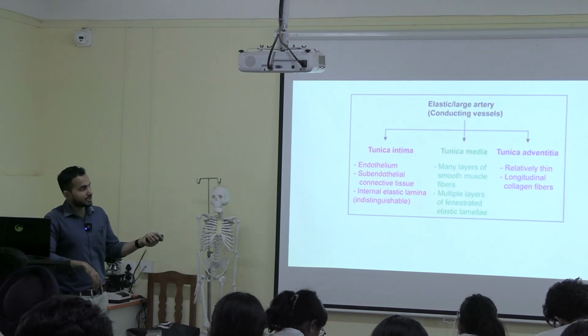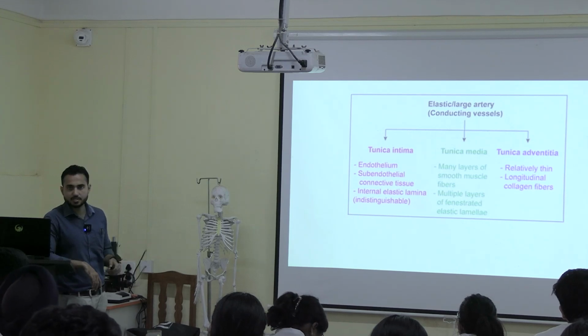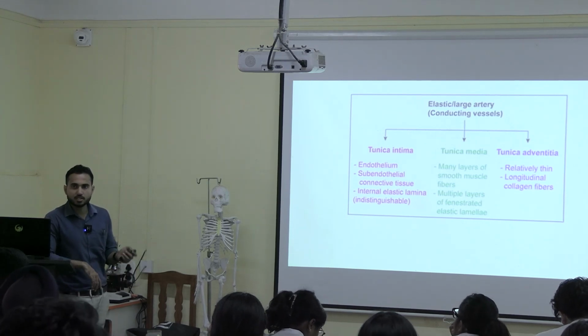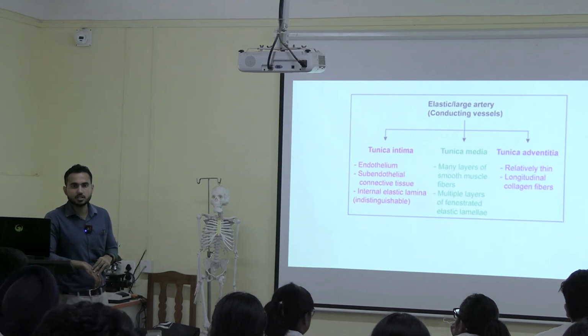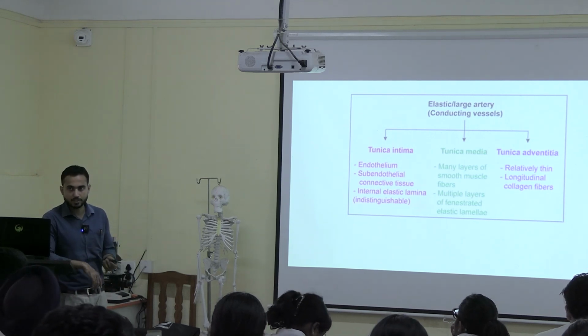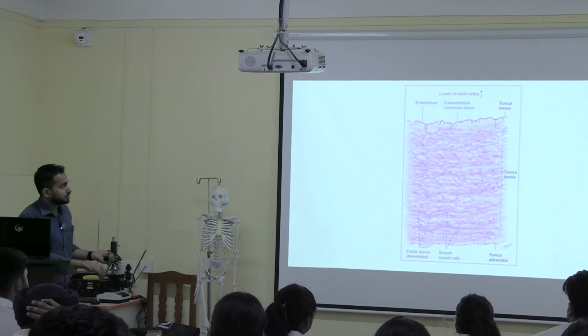Next is the tunica adventitia. It is relatively thin and only longitudinal collagen fibers are present. So if you see the elastic artery, the tunica adventitia is very thin and only made up of longitudinal bundles of collagen fibers. Here is the diagram.